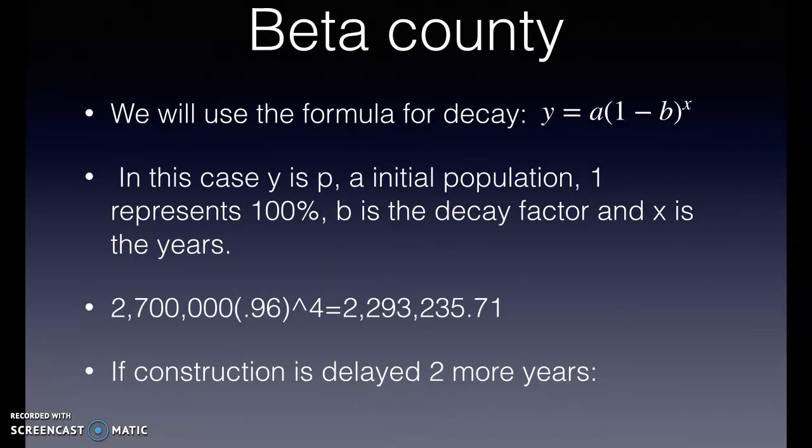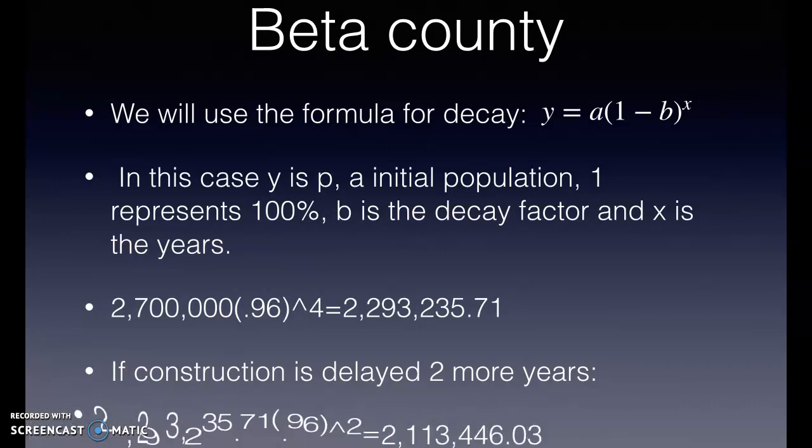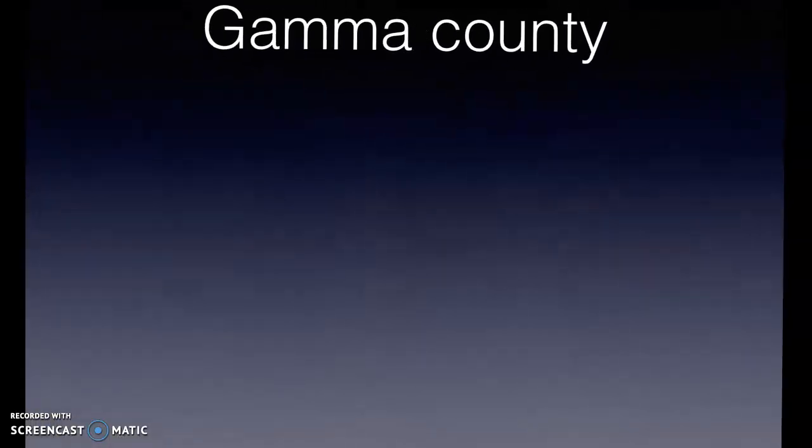If the construction is delayed 2 more years, you simply would just plug in the 2 years, but use the 4-year population. That makes sense? Because you're not going to go back to 2.7 million. You're going to go to the original 4 years total that you have: 2,293,235.71 times the 0.96 decay factor raised to the 2 more years gives you 2,113,446.03 of a person.